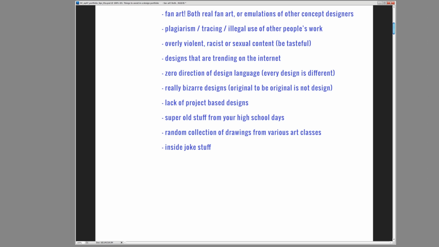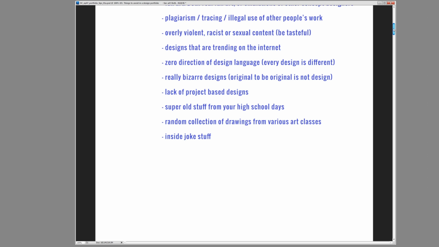Okay, and the last one on this list, which sounds bizarre, but I put it here, which is inside jokes. Sometimes students will have some kind of inside joke art they did when they're in school, like they put a bunch of their classmates in the drawing, and it's funny. And when they did it, that might be entertaining for the group of friends. But us as clients, we have no idea what this stuff is.